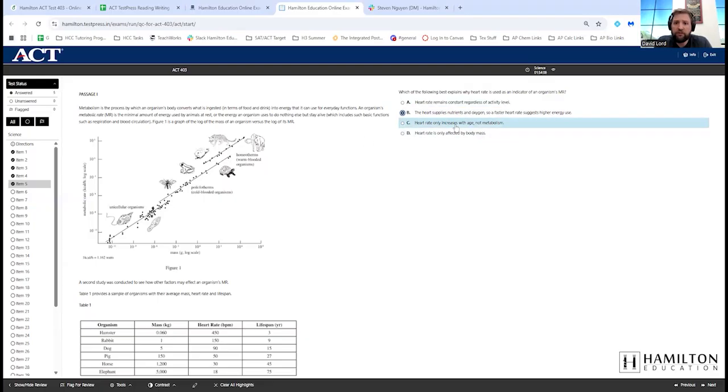Heart rate only increases with age, not metabolism. Well, we don't have anything about age. We have mass on here, so we can eliminate C. And heart rate is only affected by body mass. I mean, it could be related to it, but I think stress could be a case that could affect your heart rate, such as seeing a lion jump into a room might make me get super scared. But B is the best answer in this case, and unfortunately sometimes with the ACT, you have to pick the best of the 4 choices, not actually have a very good solid answer.